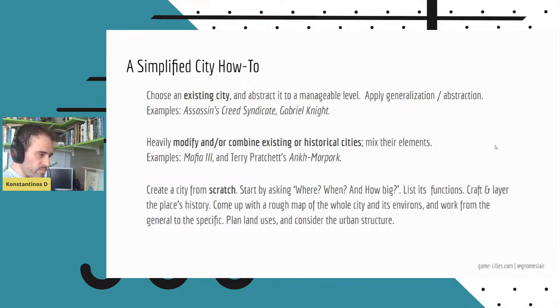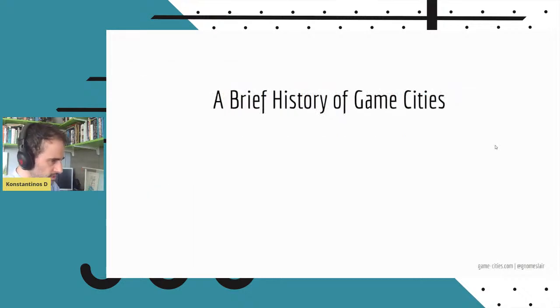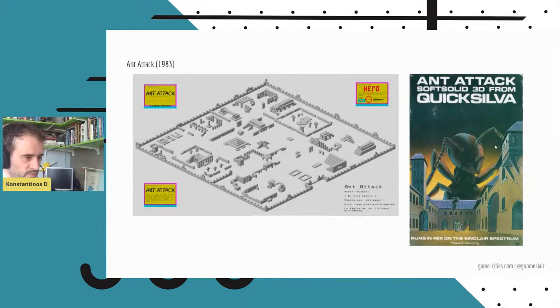And then we come up with a rough map of the city and its environs and try to work from the general to specific and plan land uses and design streets and waterfronts and imagine structures. And okay, this is not very simple, but once again, we can steal stuff from reality and fit it in just to make our life a little bit easier. And finally, a very, very brief history of game cities, just to see that it's been going on.